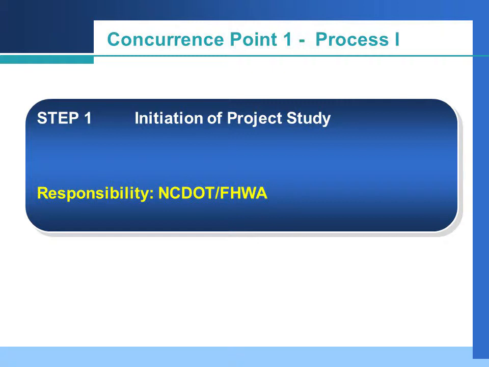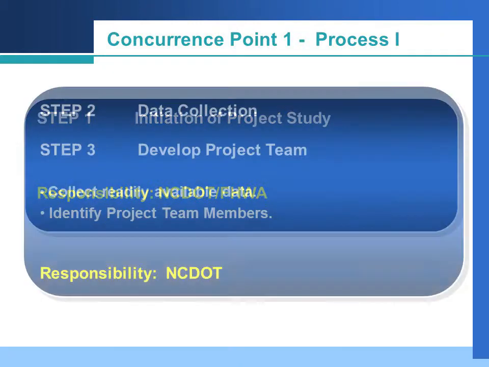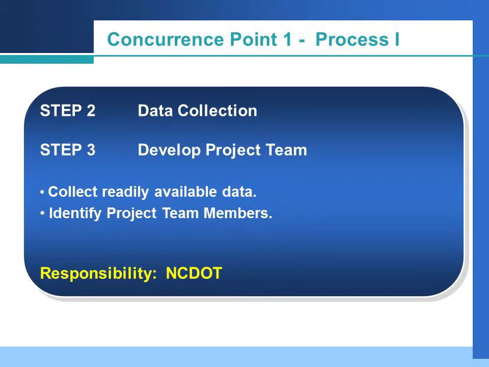The Council on Environmental Quality, CEQ, defines scoping as the early and open process for determining the scope of issues to be addressed and for identifying significant issues related to the proposed action. The process should also identify and eliminate from detailed study the issues which are not significant or that were covered under a previous environmental review. The project study or scoping begins by gathering background data. The responsibility for initiating the project study, or Step 1, is NCDOT and FHWA if it is a federally funded project. Step 2 in Process 1 is data collection.